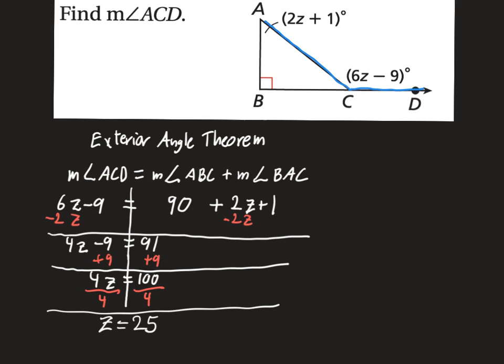But we're not asked to find the value of z, we're asked to find the measure of that angle. So here I'm substituting 25 back into that expression of 6z minus 9. So I get 150 minus 9, and that will simplify down to 141 degrees.